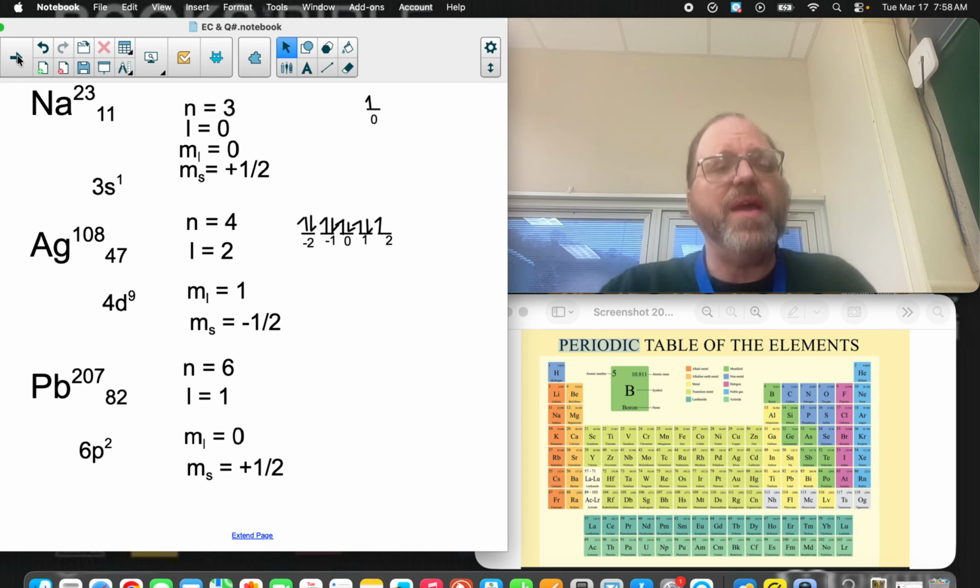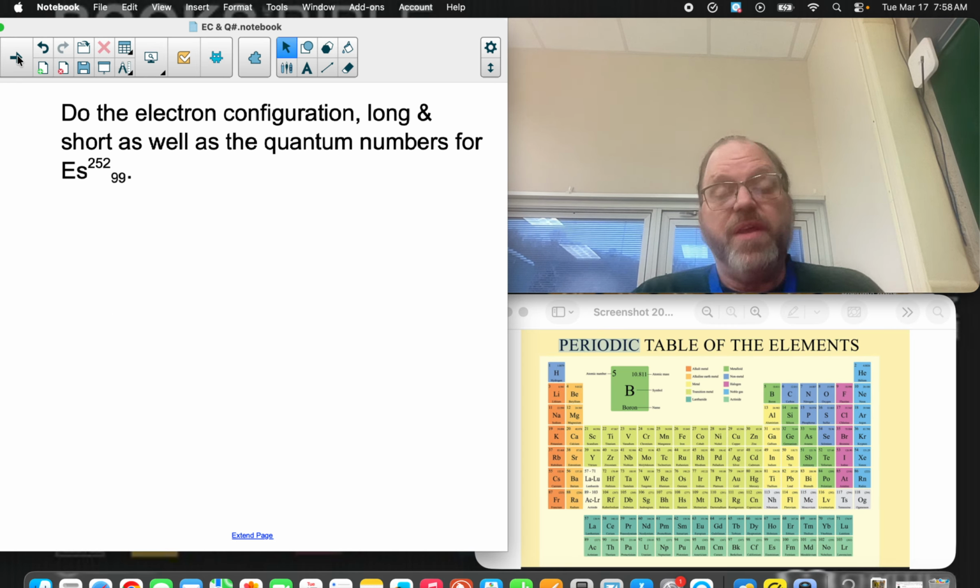All right, try this one on your own: the long, the short, and the quantum numbers for Einsteinium. Okay, take your time, check it out.